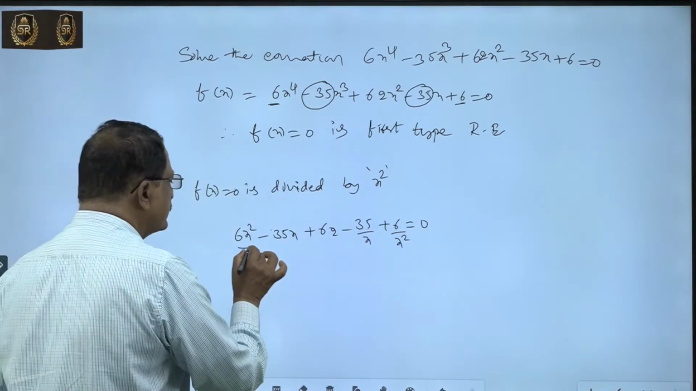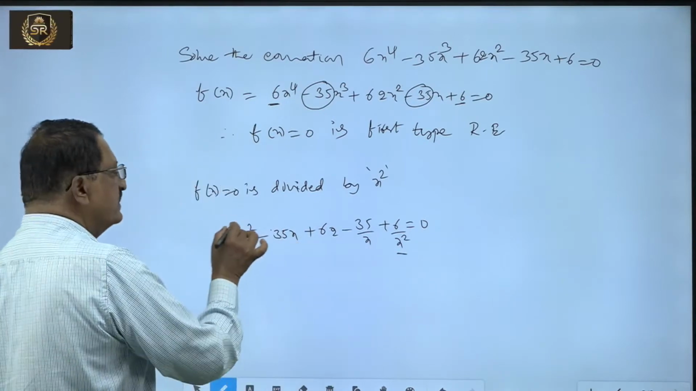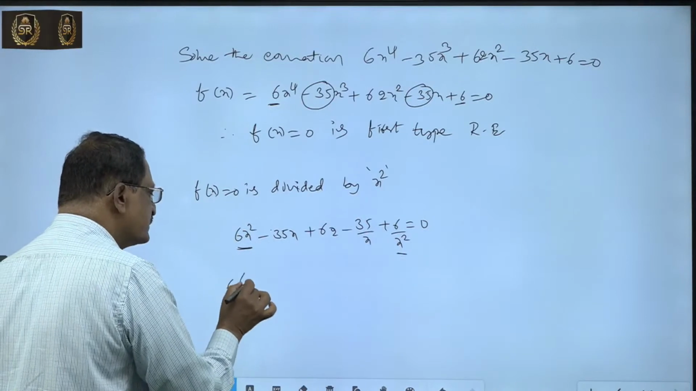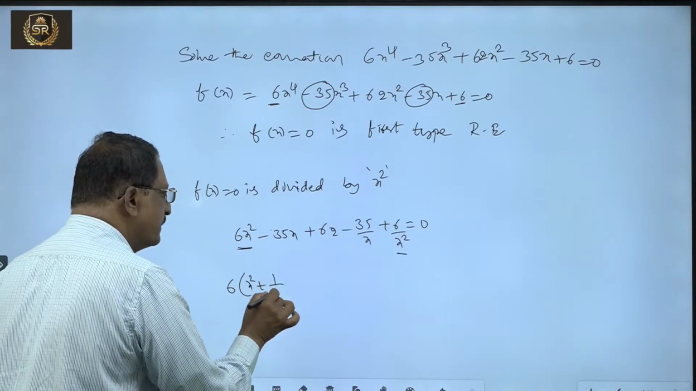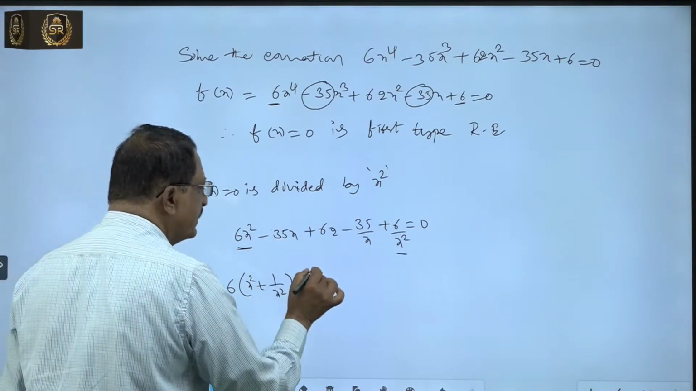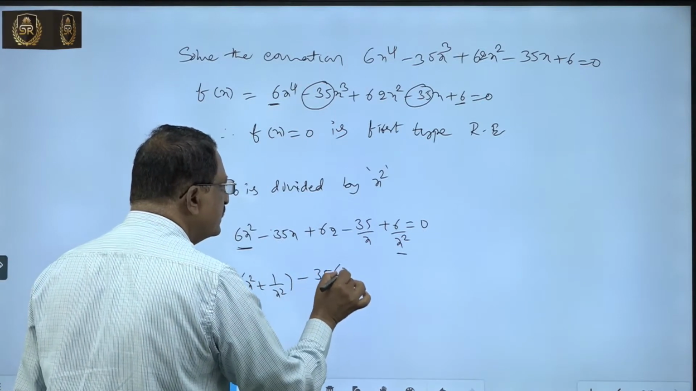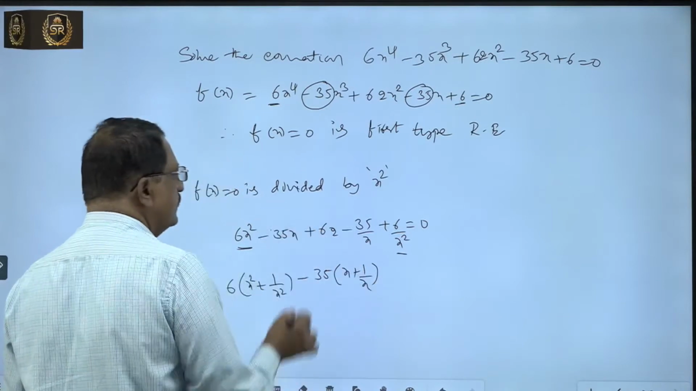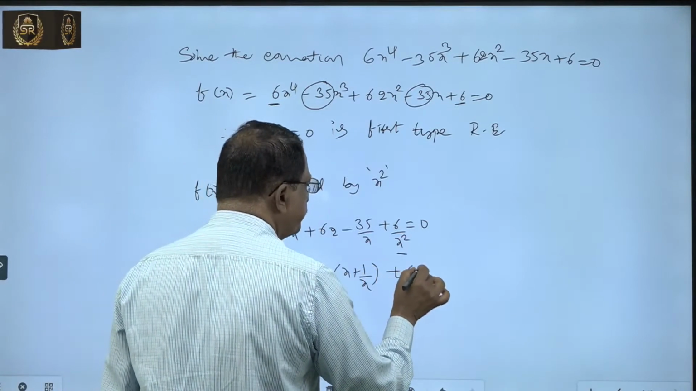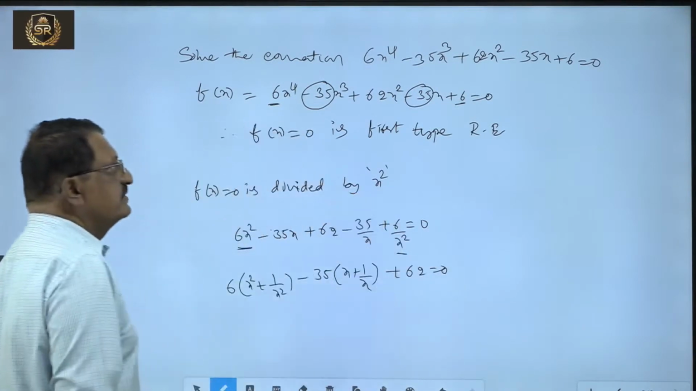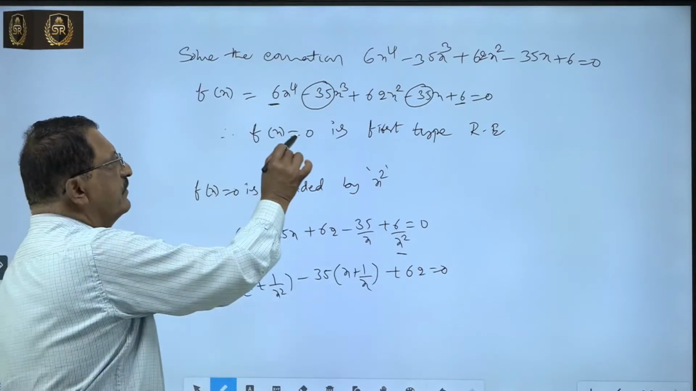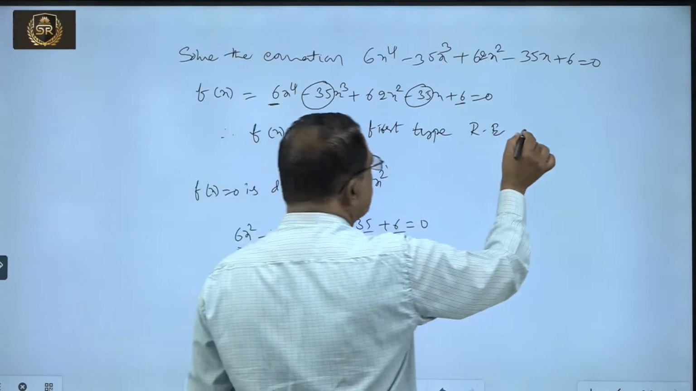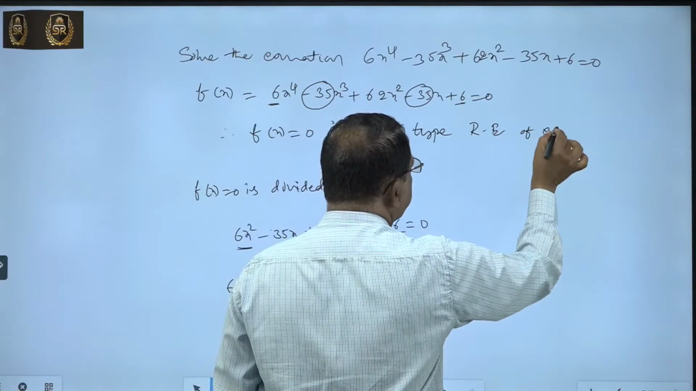See it. In the first term and last term, the constant is always the same, take it common: 6 of x square plus 1 by x square, minus 35 of x plus 1 by x, plus 62 equals 0. If f of x equals 0, it is a first type reciprocal equation of even degree.